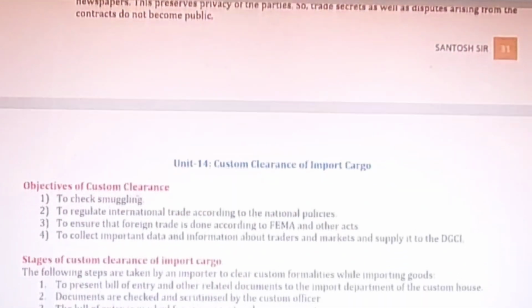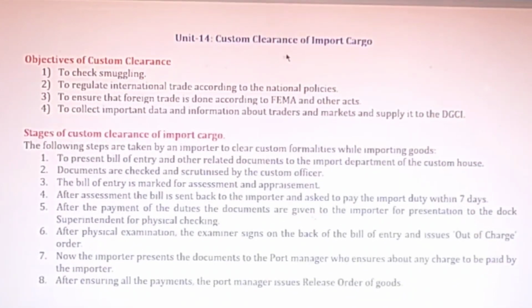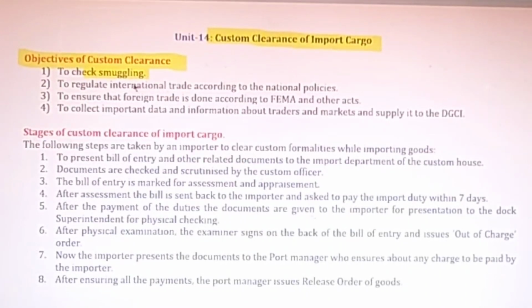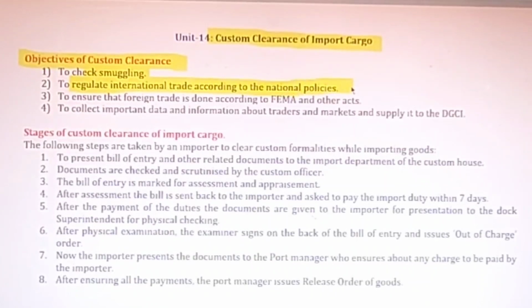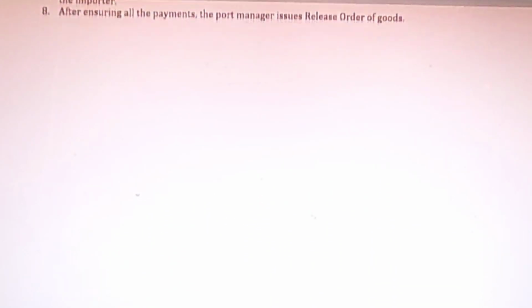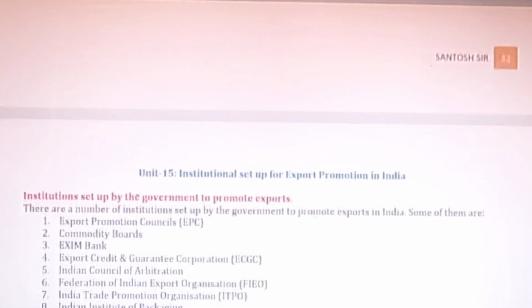Okay. Then the next unit is customs clearance of import cargo. What are the main objectives of this customs clearance? Basically to check smuggling, to regulate international trade according to the national policies, and to see that all the FEMA rules and regulations are properly executed. And these are the stages of customs clearance of import cargo. Very important question, so you must prepare this question well.